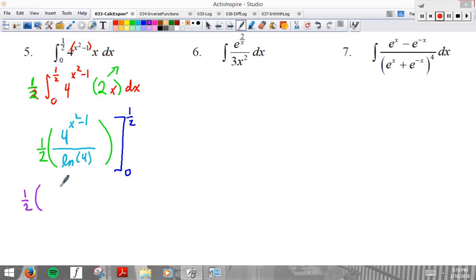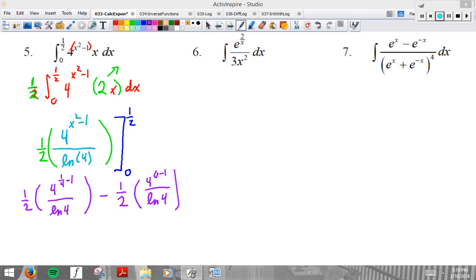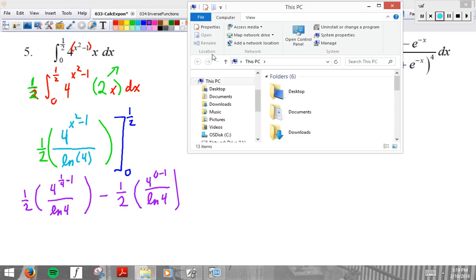1/2, plug in the top down first. 4 to the 1/2 squared is 1/4 minus 1. Minus 1/2. Even on test 6, people are still assuming that when you plug in 0, you get 0. On test 6, I basically saw people write this and then still think this was 0. It's not 0, folks. 4 to the negative 1 power is not 0. Leave it here. That's fine. 100%. You write 0 here, you're not getting 100%.